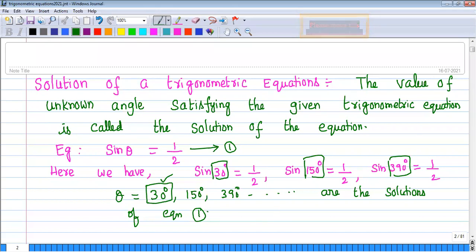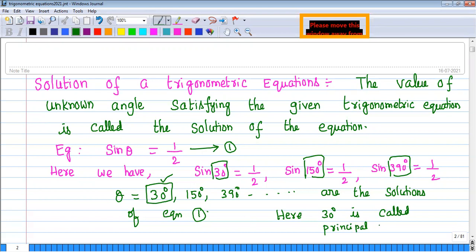So now here 30 degrees is called principal value. Shortly, hereafter I will use this symbol PV. PV stands for principal value.